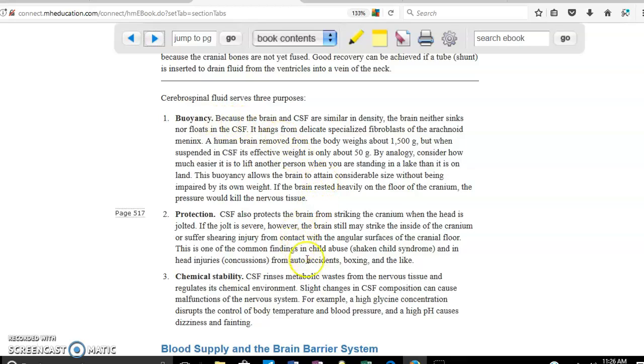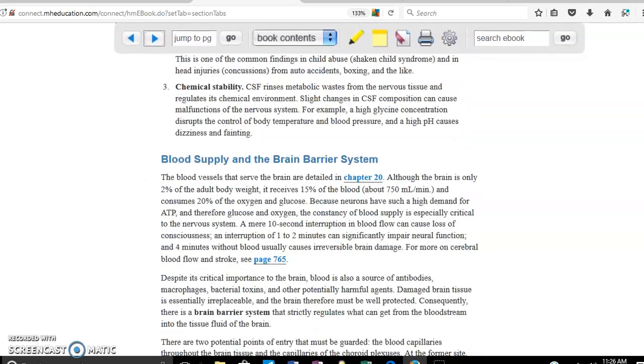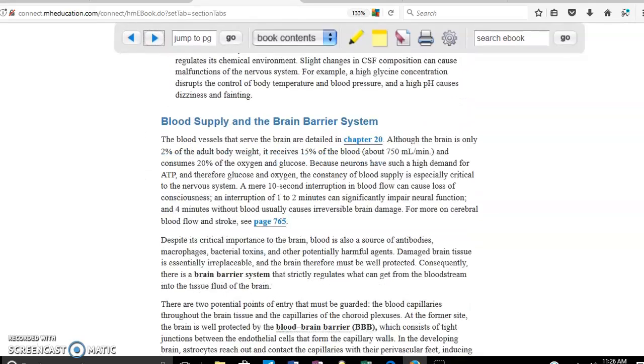So we already talked about protection, chemical stability. The brain has cells, and these cells are going to produce different chemicals, and these chemicals must be removed. For example, there's going to be hydrogen, and hydrogen changes pH, and that's a problem because the pH in your brain must be maintained. So the cerebrospinal fluid allows us to get rid of this waste that we get there.